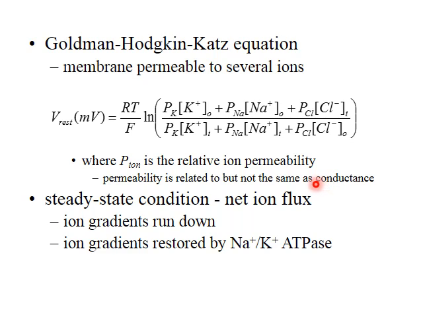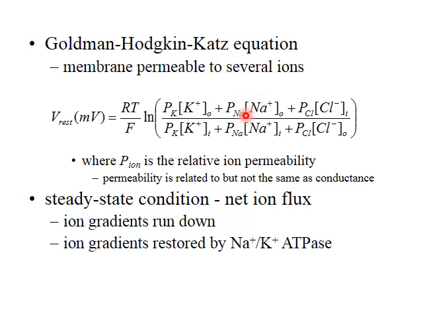Now, when a neuron is permeable to more than one ion, we have what is called a steady state condition, and this differs from the equilibrium condition that we saw when a neuron was permeable only to a single ion. And the reason for the difference is the following. If a neuron is permeable, let's say, to both potassium and sodium, then the membrane potential will be somewhere between the potassium equilibrium potential and the sodium equilibrium potential.